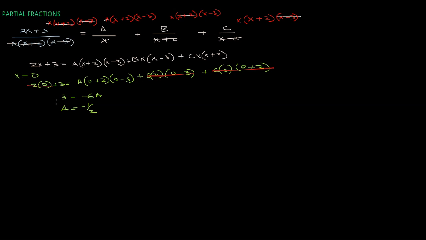Okay, so let's go to the second magic. Let's pick a number, and the number I'll pick in the second equation is when x is equal to negative 2. As I said, don't worry, I will explain at the end of the video why we are picking these numbers. x is equal to negative 2.